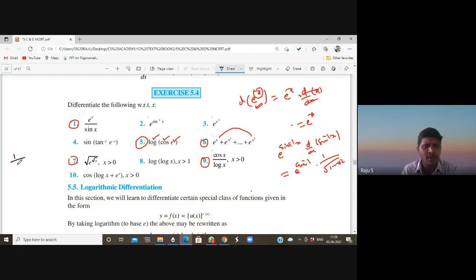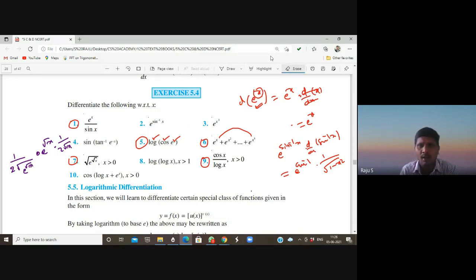Square root will be 1 by 2 root e power root x. Okay, completed the derivative of root x. Then next, inside e will be there, e power x form, e power root x, where the power is root x. Root x derivative is 1 by 2 root x. This is the direct answer for this question.